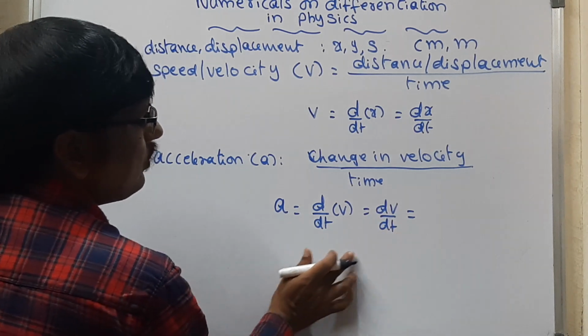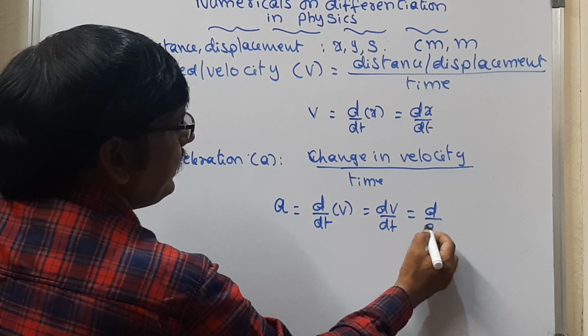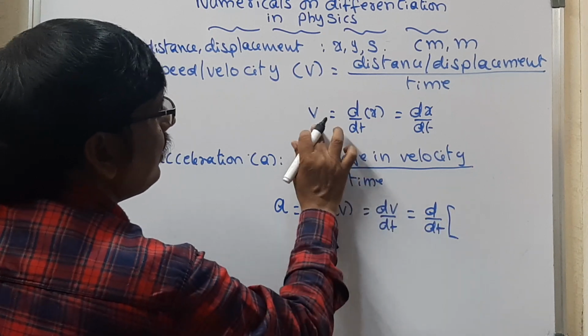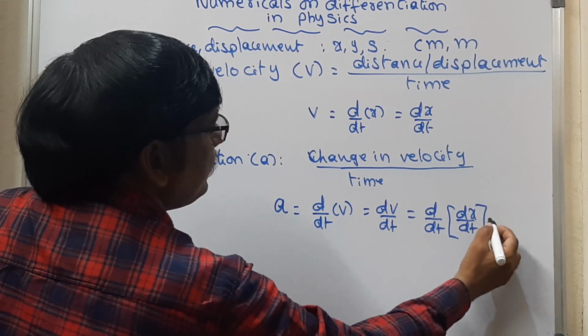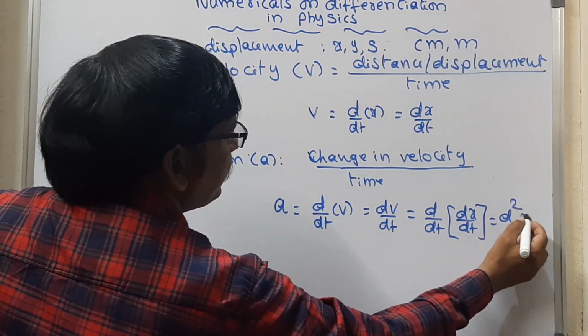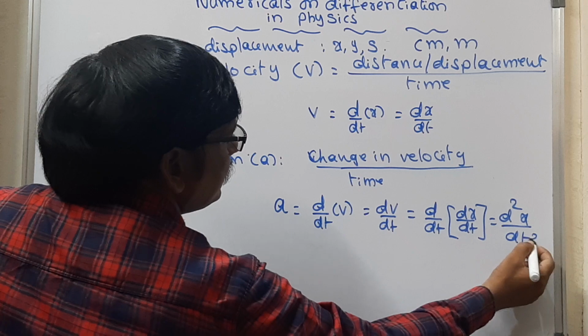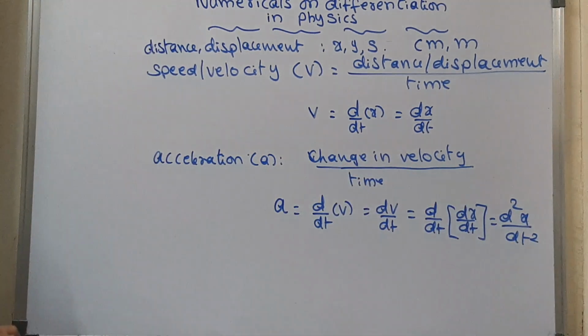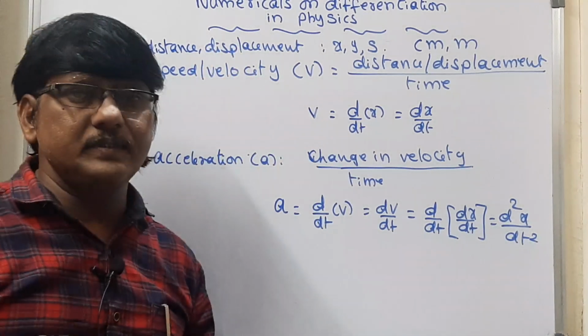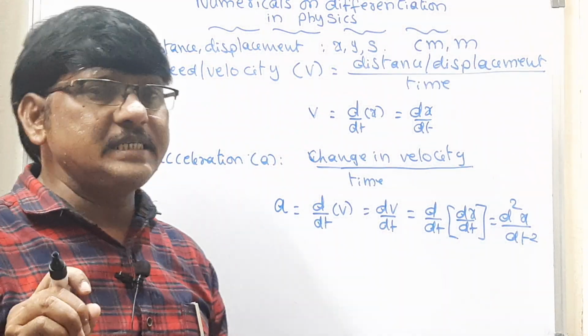And we know what v is. Already we have written that v is dx by dt. So ultimately, we can write it as a double differentiation, d square x by dt square. Okay, now these are the three fundamental concepts to solve numericals in motion in a straight line.